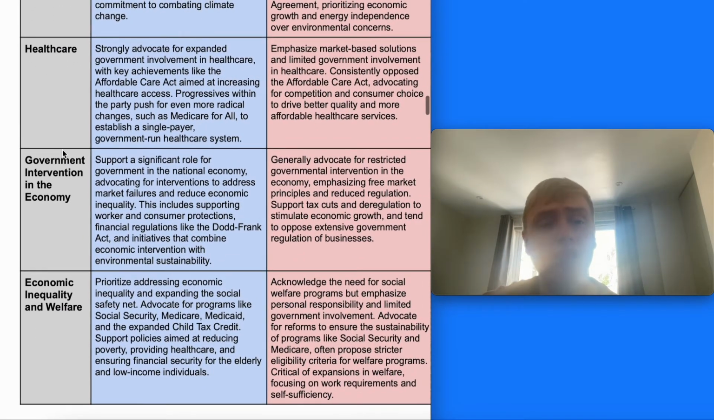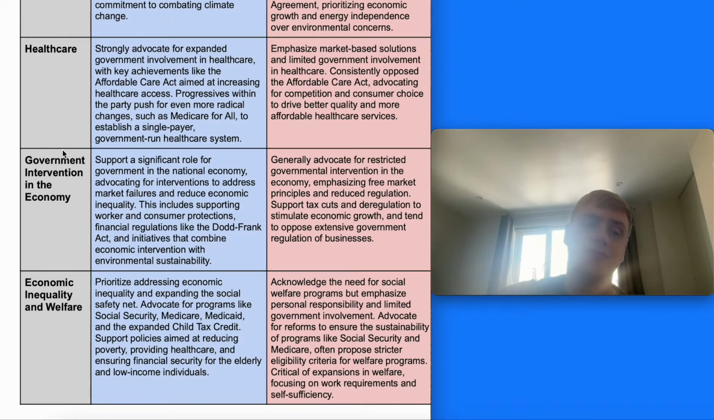On healthcare, the Democrats strongly advocate for expanded government involvement in healthcare, with key achievements like the Affordable Care Act aimed at increasing healthcare access. Some progressives within the party also push for more radical changes, such as Medicare for all. On the other hand, the Republicans emphasise market-based solutions and limited government involvement in healthcare, so supporting privatised healthcare. They oppose the Affordable Care Act, advocating for competition and consumer choice instead.